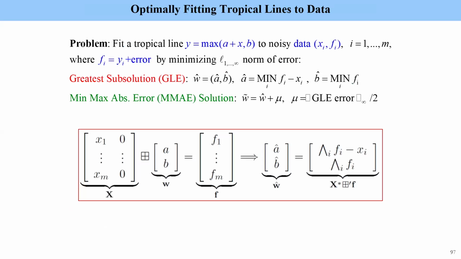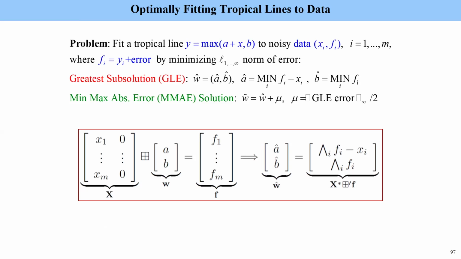And how do we optimally fit tropical lines to data? Okay, how do we fit tropical lines? It has two parameters, A and B. Well, we form a max plus system actually, and we solve this max plus system using either the green estimate or the red estimate.